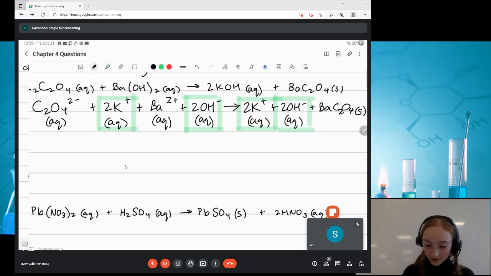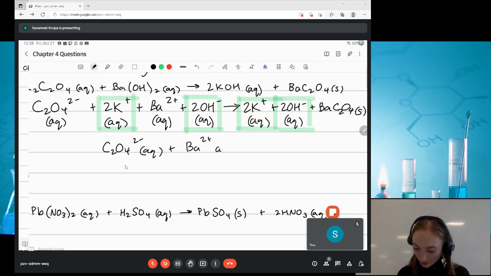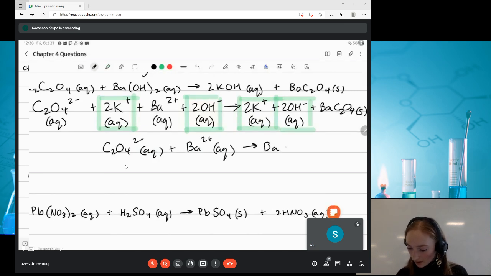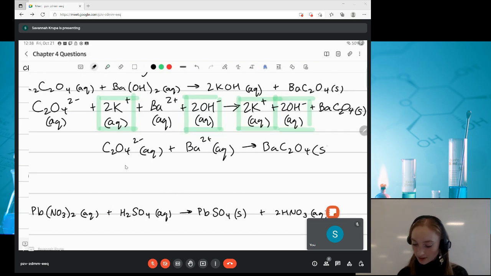And so now we know what we can cross out and what will be in the net ionic equation. What's left over that doesn't occur on the left and the right is the oxalate ion and the barium ion, and that's the left side of the equation. And then on the right, we have the barium oxalate in the solid form. So that's what the net ionic equation looks like, because we have specifically the oxalate ion and the barium ion coming together and forming the solid form of those 2 ions. That's specifically what is changing in this molecular equation.